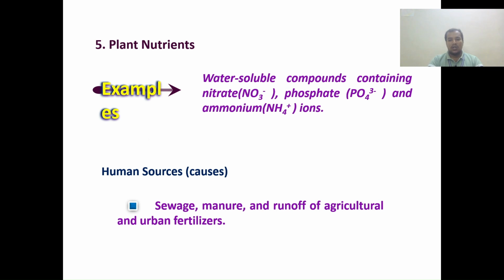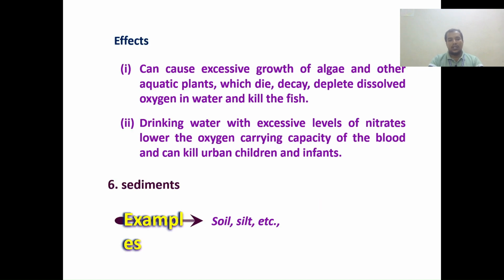And plant nutrients: the water-soluble compounds containing nitrate, phosphate, and ammonium ions affect the water. They can cause excessive growth of algae and other aquatic plants, which die, decay, deplete dissolved oxygen in water and kill fish. And drinking water with excessive levels of nitrates lowers the oxygen-carrying capacity of the blood, and it can kill urban children and infants.